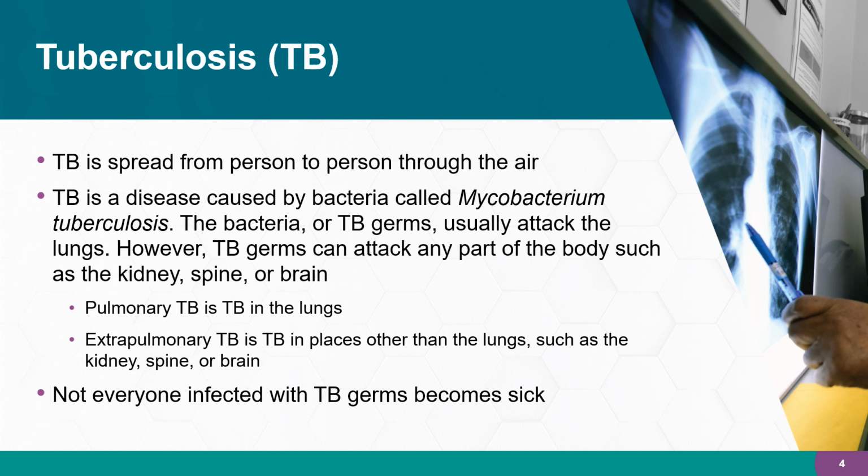From there, the germs can move through the blood to other parts of the body, like the kidney, spine, or brain. When TB germs settle in the lungs, it's called pulmonary TB. When it settles in other organs, it's extrapulmonary TB.